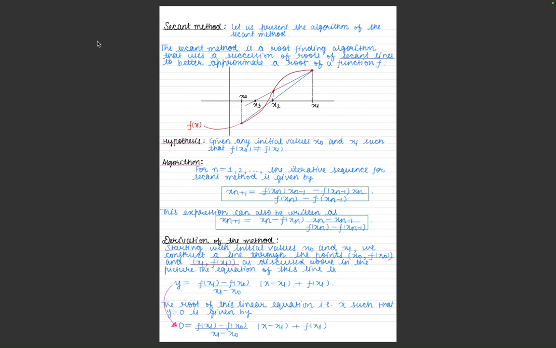So we start with the algorithm of the secant method. Let us present the algorithm of the secant method. So what are the hypotheses?